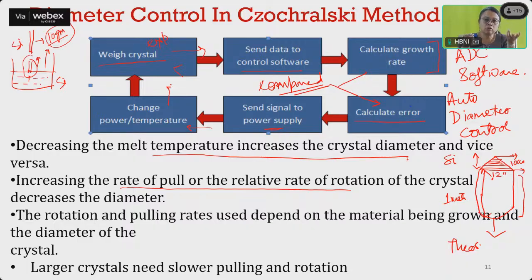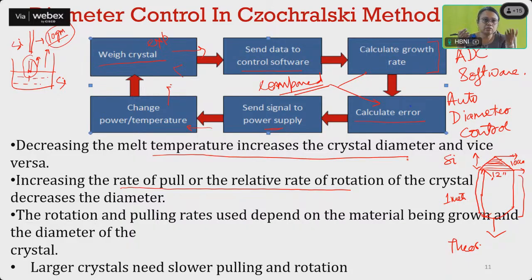But when we come to oxides, like sapphire, YAG crystal or similar to that, many others like molybdates and borates, their thermal conductivity is very low. So their pulling rate has to be very less.